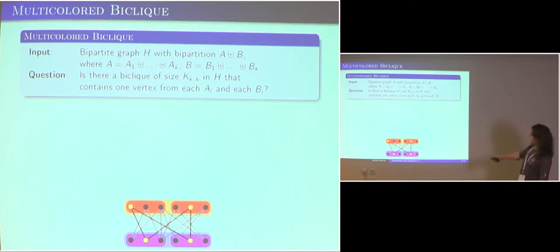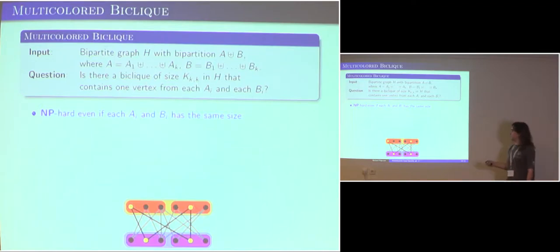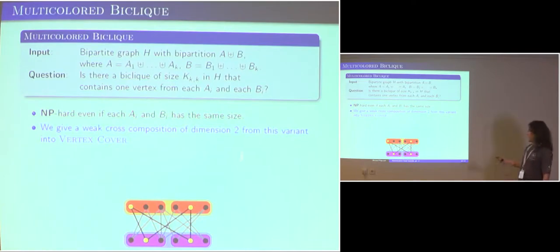Yes? And now I ask whether I can pick one vertex from each group, so 2k vertices in total, yes, so that they form a biclique. Yes, a complete bipartite graph. So each of those is connected to each of those. Yes? So this problem is NP-hard, and you can assume even that each of those groups has the same size. Yeah? Because you can always pad with isolated vertices. This doesn't hurt. Yes? Good. So now we give a weak cross-composition of dimension 2 from this problem to vertex cover. Yes?